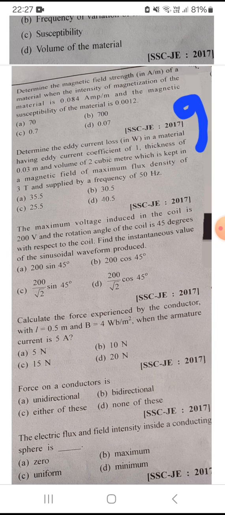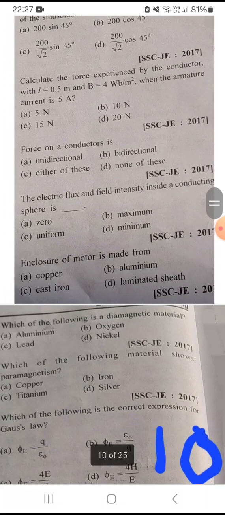Next, calculate the force experienced by the conductor with L equal to 0.5 meter and B equal to 4 Weber per meter square when the armature current is 5 ampere. So F is equal to BIL, we know that. So 4 into 5 into 0.5, that is the 10 Newton is the right answer. Option B is the right answer. Force on a conductor is A, unidirectional. Option A is the right answer.